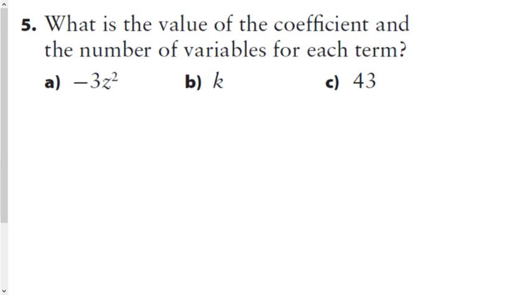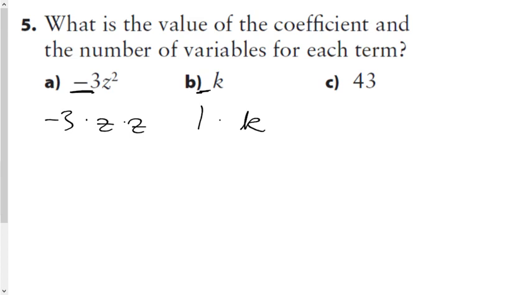Question 5, what is the value of the coefficient and the number of variables for each term? The coefficient here is -3, and the variable is z. -3 is the coefficient, and z is your variable. Now some people say, what's your variable? Some people say z squared is your variable, but z is your variable. It just happens to be multiplied together. Here, even though it's not written, your coefficient is 1, and your variable is k.